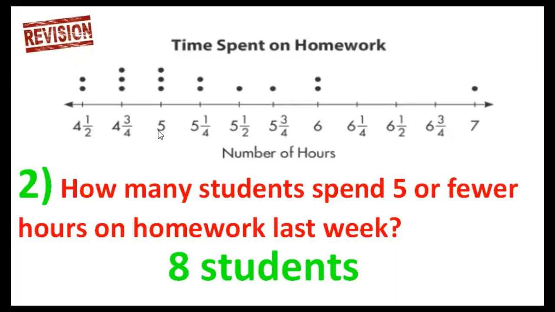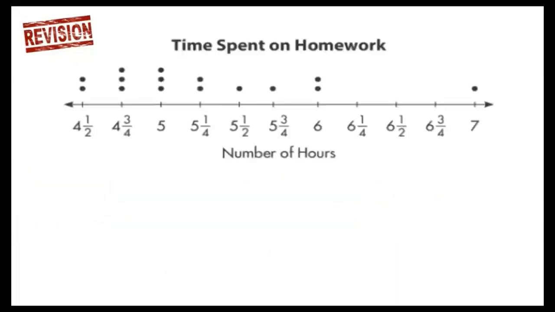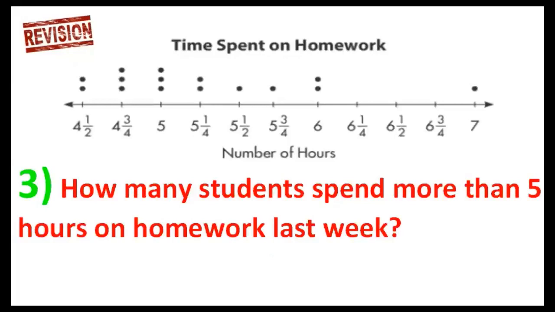Because he said 5 or fewer, 5 or less. Okay? So the total number here, 5 or fewer, will be 8 students. Let's see the third question on the same line plot. How many students spend more than 5 hours on homework last week?